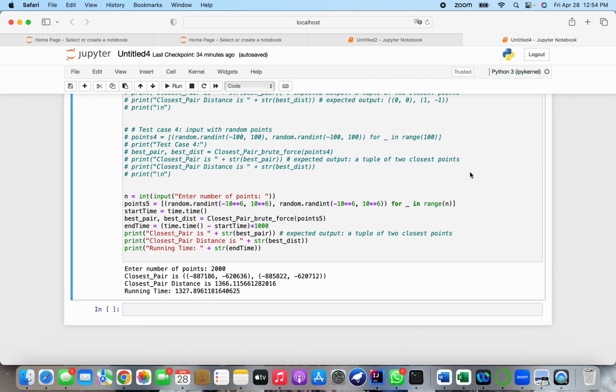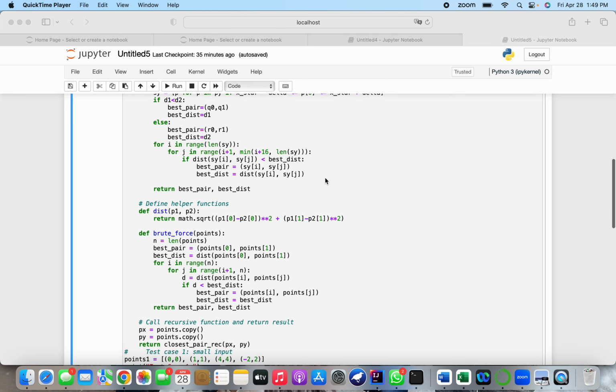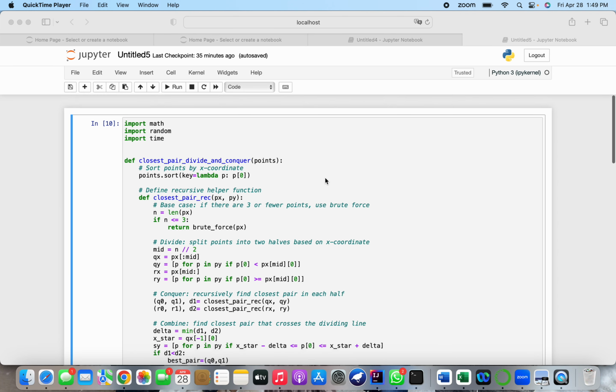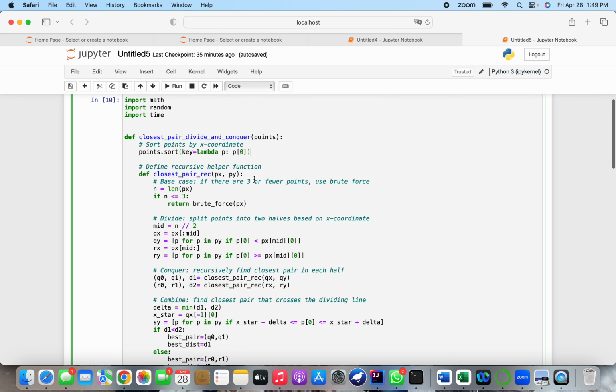So for divide and conquer, this is the second algorithm source code, which is the divide and conquer method. Here I will just explain the algorithm, and later I will go to the test cases. As you already know, first I have sorted all the points. Input is the points and the number of points, and the points are sorted by x coordinate and y coordinate.